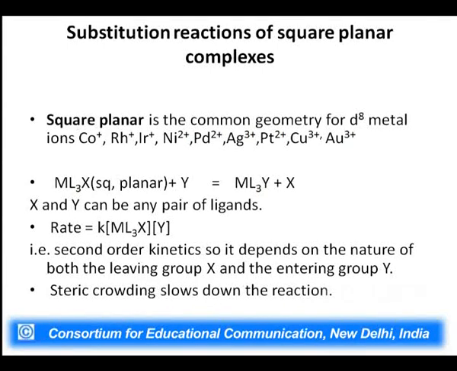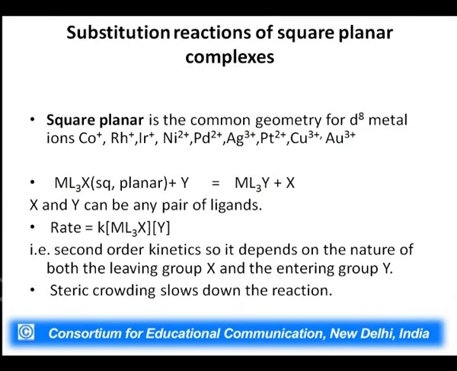These square planar complexes are generally formed by d8 metal ions: cobalt(I), rhodium(I), iridium(I), nickel(II), palladium(II), silver(III), platinum(II), copper(III), gold(III). That is, in d8 metal ions dsp2 hybridization can take place. So there we have square planar complexes, and substitution in these is different from octahedral complexes, since here we are dealing with 4 ligands around the metal ion.